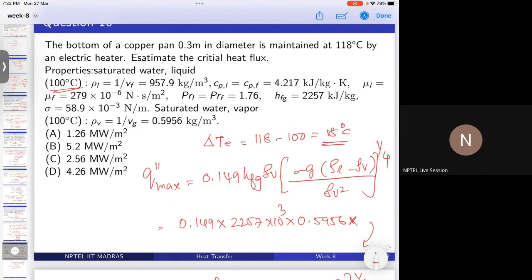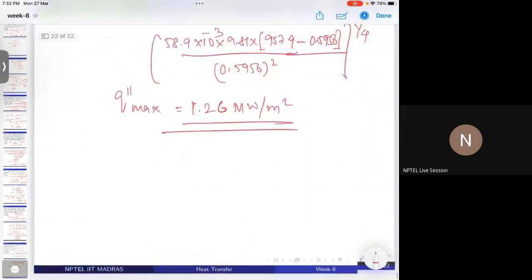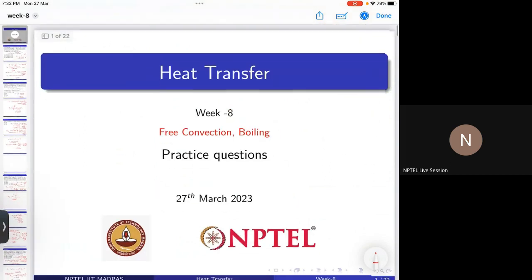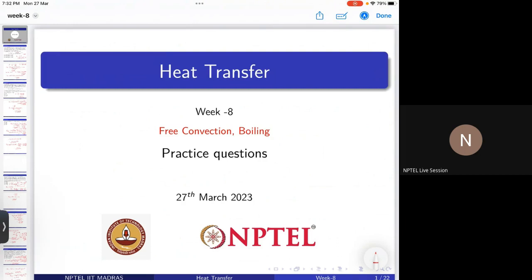This is the region where film boiling happens, where the water will not come in contact with the heated surface, and the temperature will increase drastically, and it can lead to damage of the appliances or melting of the substances. So as an engineer, we should always find out the critical heat flux when dealing with such systems, because we should have an upper limit to the heat flux that can be provided. We shouldn't go beyond this critical heat flux value.